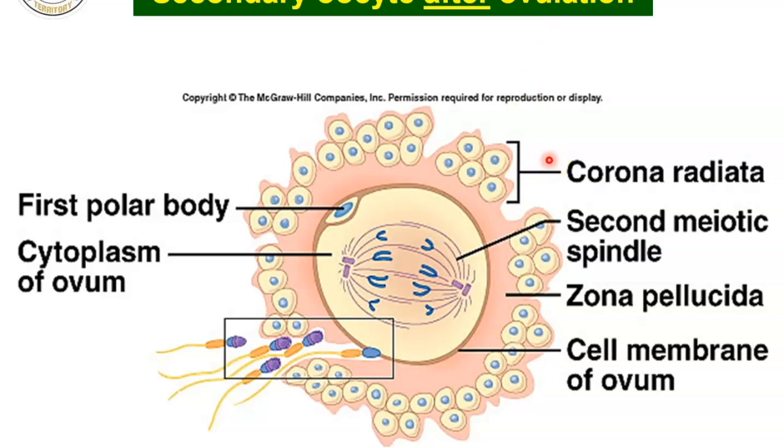The outermost layer is the corona radiata. The next layer is zona pellucida. Next is the cell membrane of ovum. Secondary oocyte contains the first polar body. The first polar body will degenerate. The chromosomes of secondary oocyte is arrested at metaphase 2.